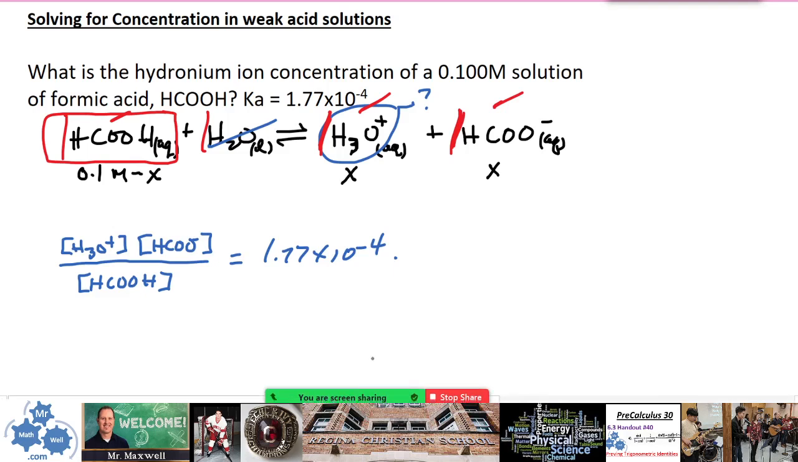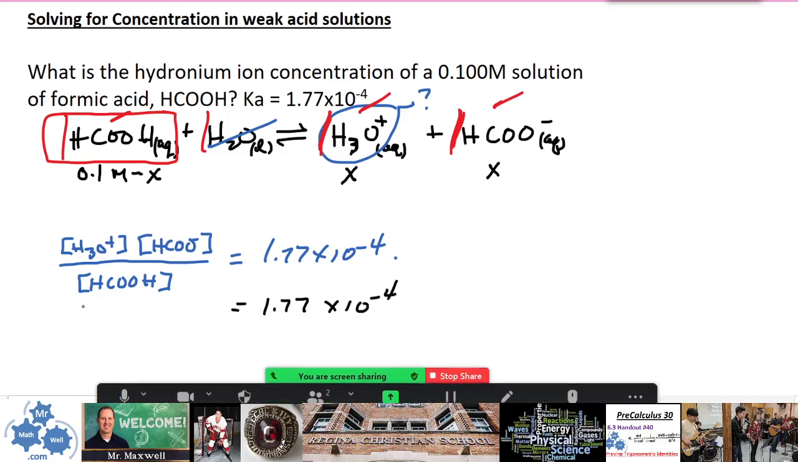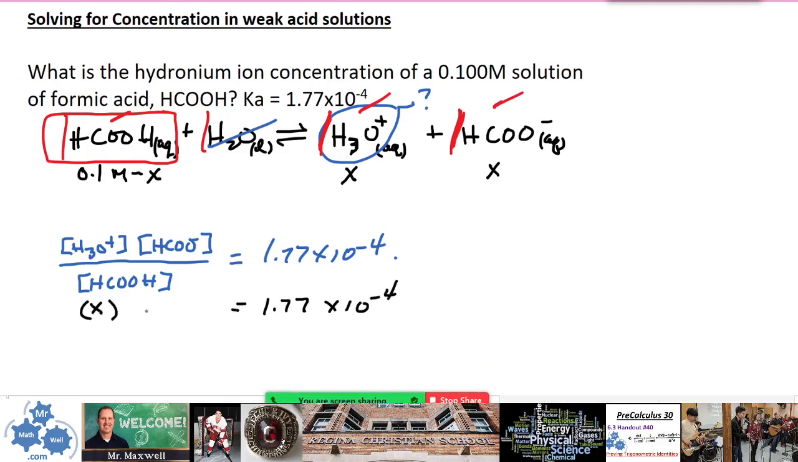Okay? So by rights, the full equation now should look something like this. It should look like X here times X here, right? Divided by 0.1 minus X. So very similar to your ice charts, KEQ calculations. How many of you remember that? You remember that? Okay, all right. So remember, weak acids and bases are a lot like KEQ.